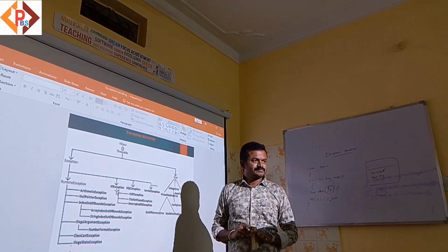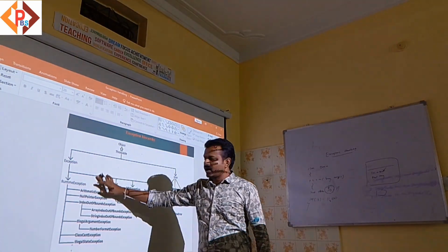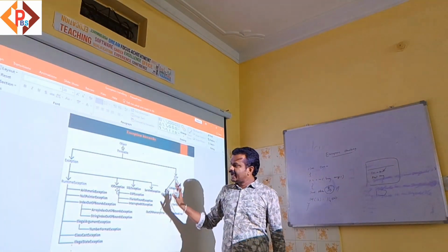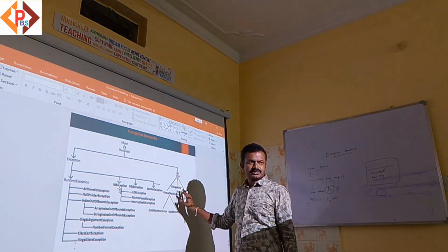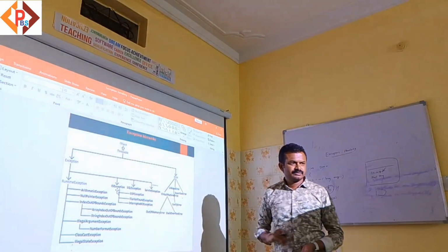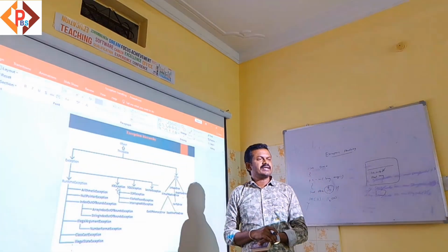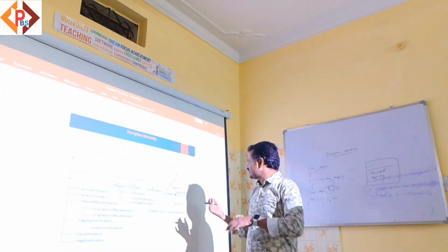Throwable. Now, the Throwable class is the super class for all exception classes, and Throwable is divided into two main types. One is Exception, one is Error. So, what is exception? What is error? We'll see.